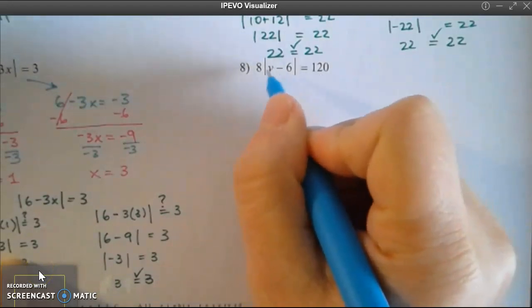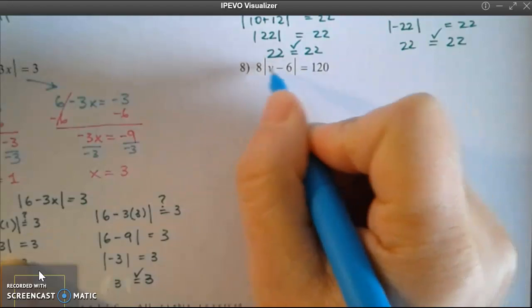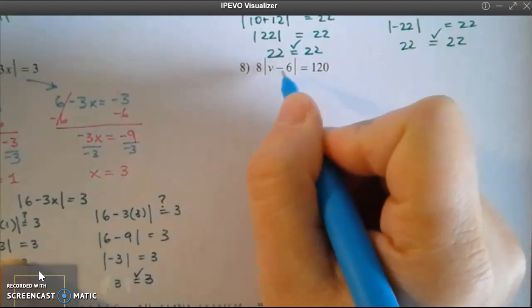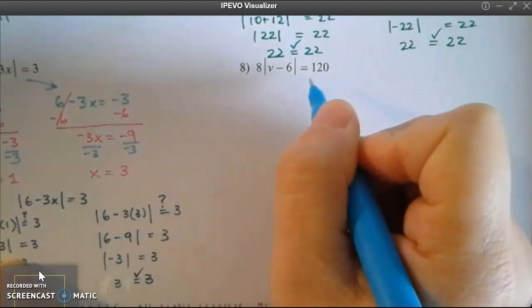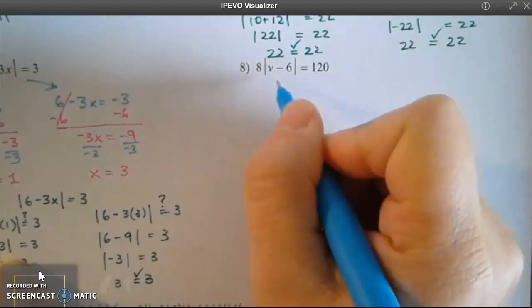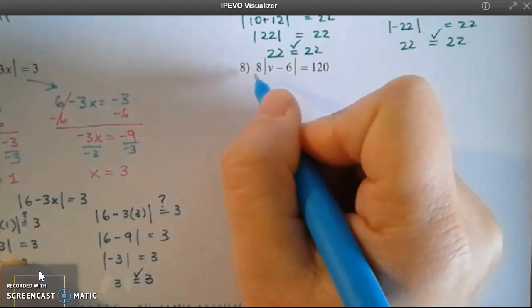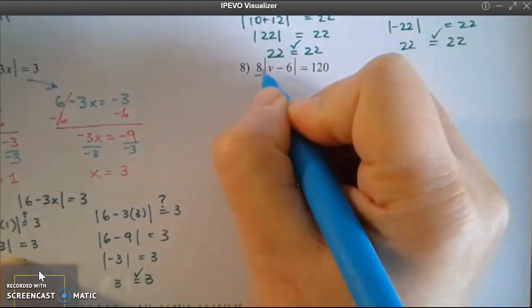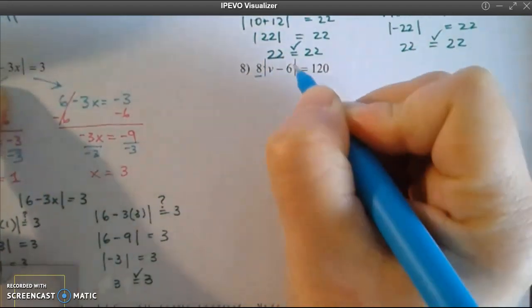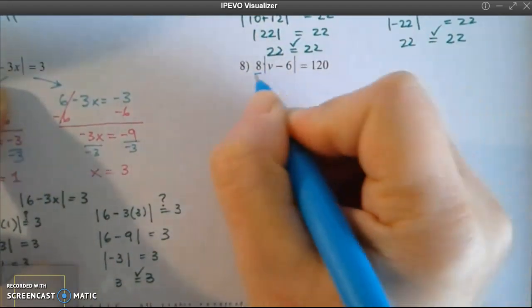Okay, so we want to isolate the absolute value symbol by itself. We don't want anything around it. We cannot consider positive and negative versions until it has been isolated. So that means we need to get rid of this 8. What is 8 doing to the absolute value? It's being multiplied to it. There's an invisible multiplication right there.